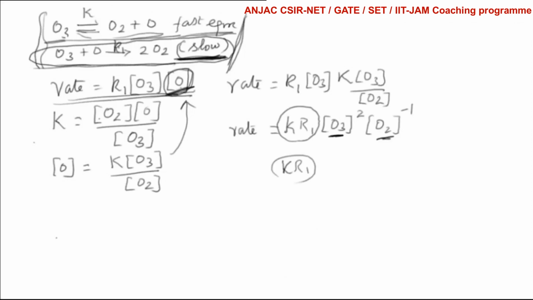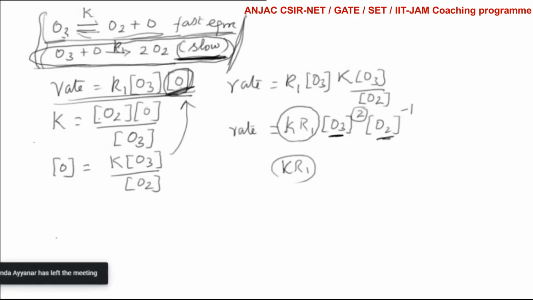And what is the order of the reaction? The order of the reaction with respect to ozone is second order, according to this equation. With respect to the product, it is a minus one order. It is a minus one order. This is the equation given.